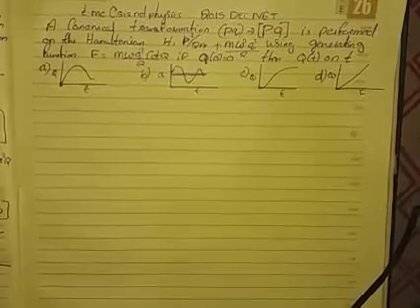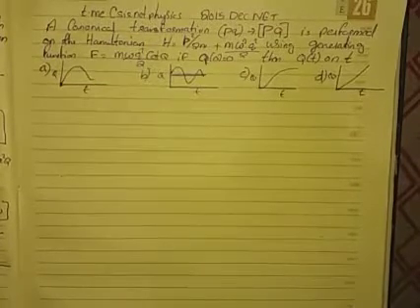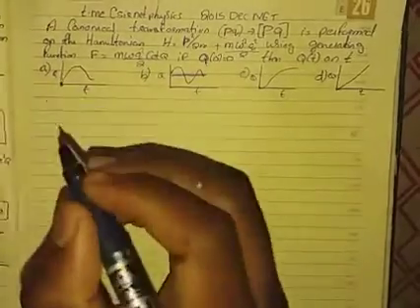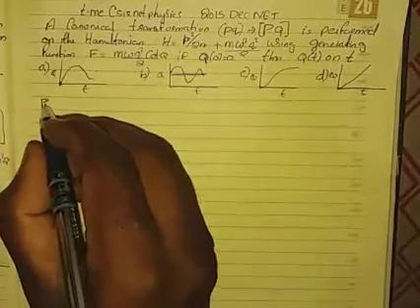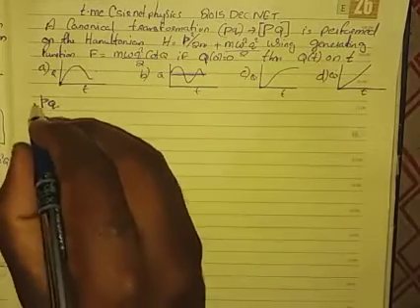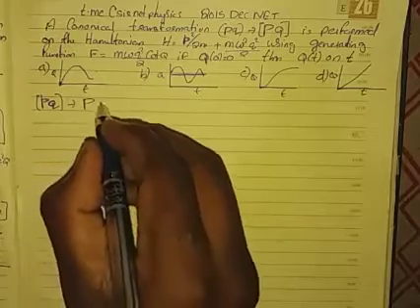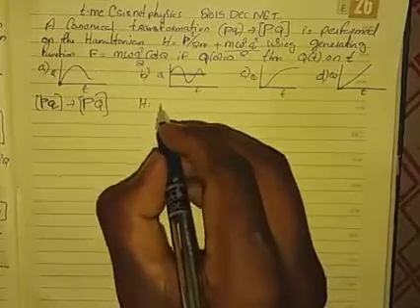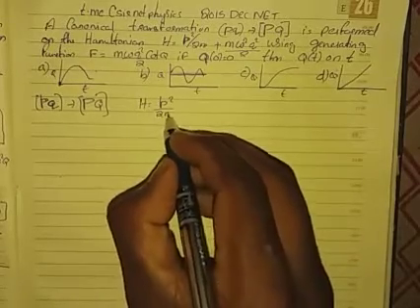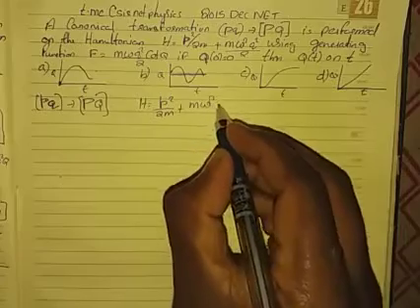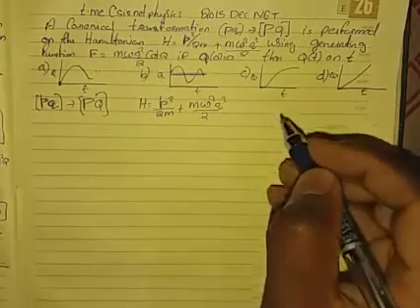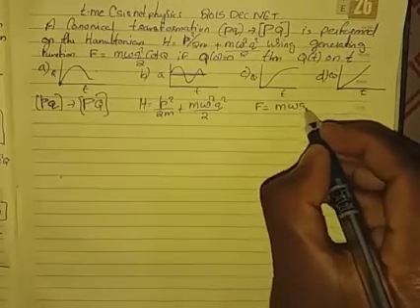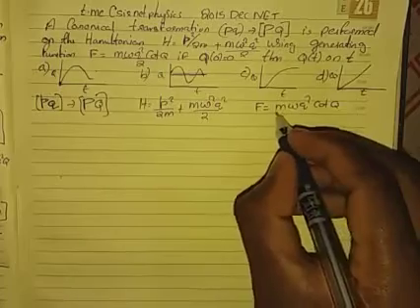Hello guys, what we have here is a question which was asked in the 2015 December 9th exam. The question is that we have a canonical transformation from small q, small p to capital Q and capital P, performed on the Hamiltonian, which is given as p squared by 2m plus m omega squared q squared by 2, using a generating function m omega q squared cot Q by 2.